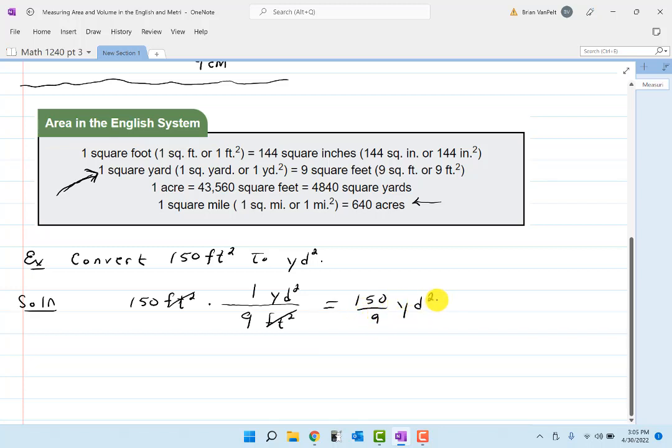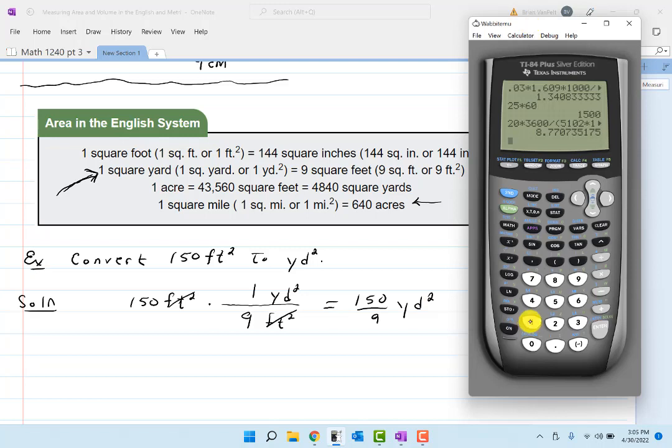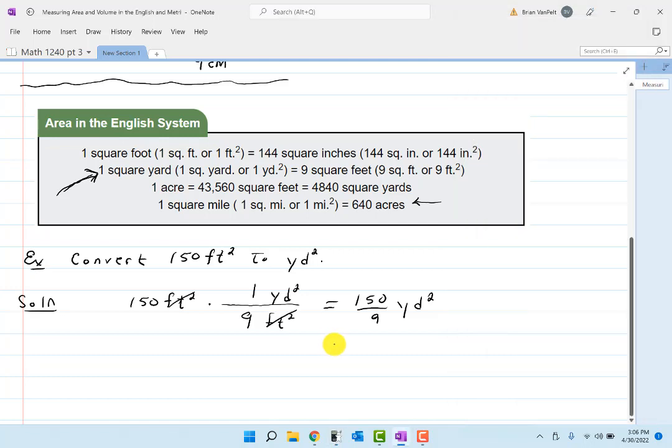yd squared. Let's pop this out on the calculator. I get 150 divided by 9. We end up with 16 point, well, to 2 decimal places be 0.67, but whenever I get a chance to, I like to use the bar notation, so I'll put 16.6 with a bar over it, square yards.